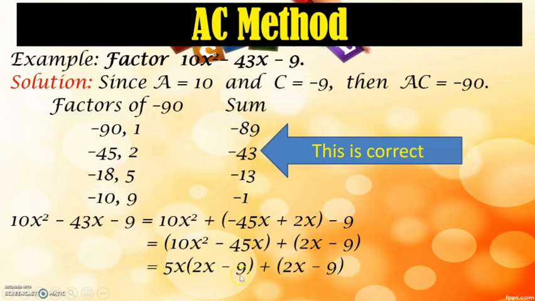I have now the first term and the second term. The common binomial factor between the first term and the second term is 2x minus 9. So let us extract 2x minus 9. Now what will be the factors? You now have 2x minus 9. What is left on the first term is 5x. What is left on the second term is 1. Therefore, the factors of 10x squared minus 43x minus 9 are 2x minus 9 multiplied by 5x plus 1.